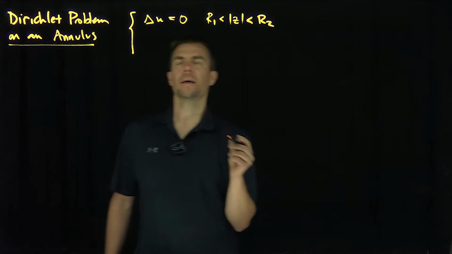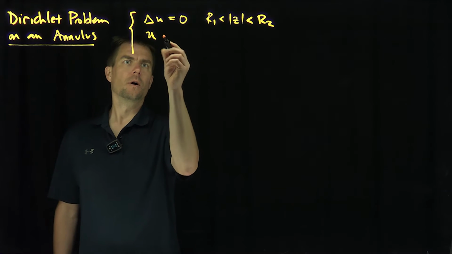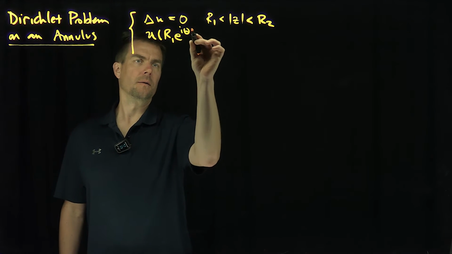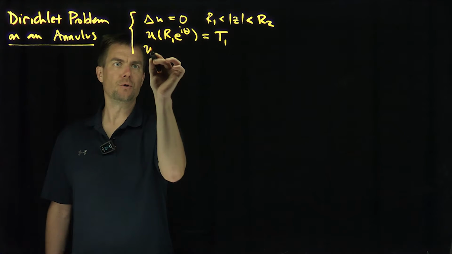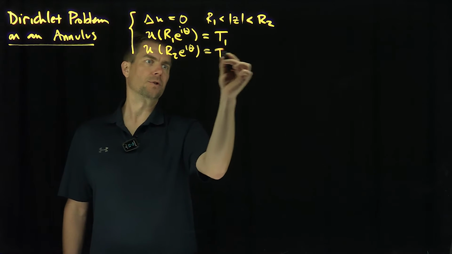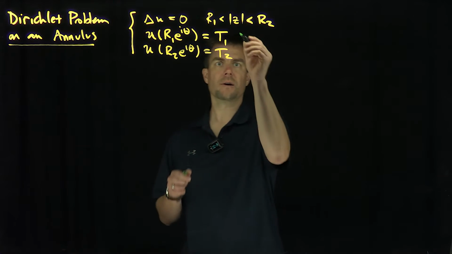like that. And then it's going to be piecewise defined. u of r1 e to the i theta is going to be equal to a temperature T1 constant, and u of r2 e to the i theta is going to be a temperature T2. Where here T1 and T2 are constants.